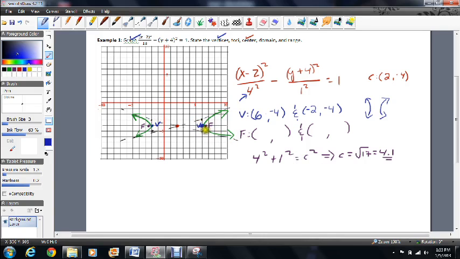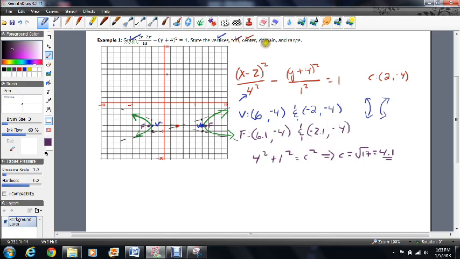Okay. So you can simply think about this: what would the focus points be? Well, I went a little bit further, that 0.1 further. So this is going to be 6.1 and negative 4. This is going to be negative 2.1 and negative 4.